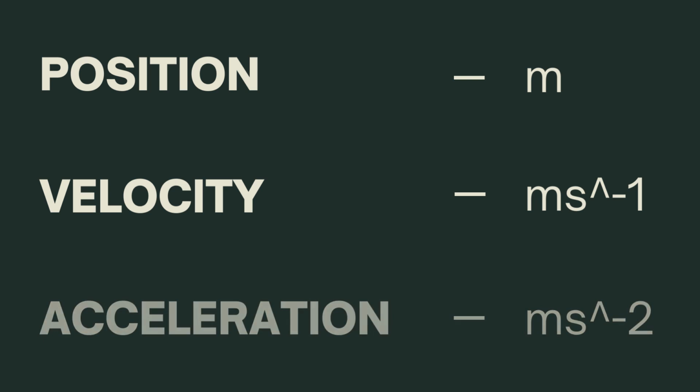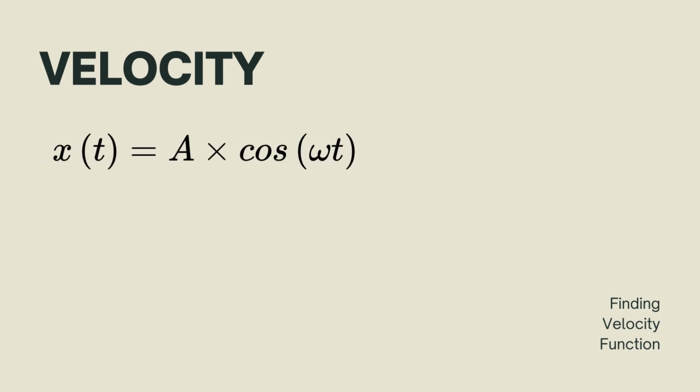From these units themselves, we can understand that they are each derivatives of each other, and we can use this logic to find the derived functions. Starting from velocity, as mentioned previously, we are given the position function. Using the same logic, we need to derive this function to find the velocity. So it would be dx over dt, meaning we need to derive the x function.